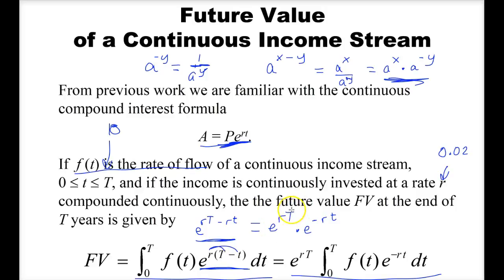And of course, big T is a number that you know, r is a number that you know, and e is an irrational number that you know. So this is just a constant. And so that's why the e raised to the r big T is being factored out of the integral, because it's literally just a number.